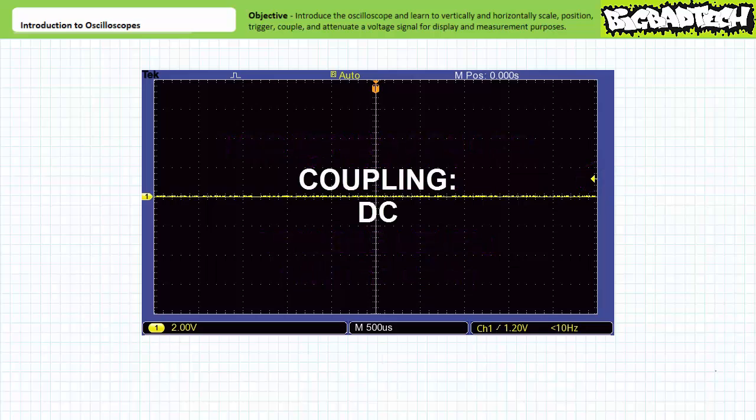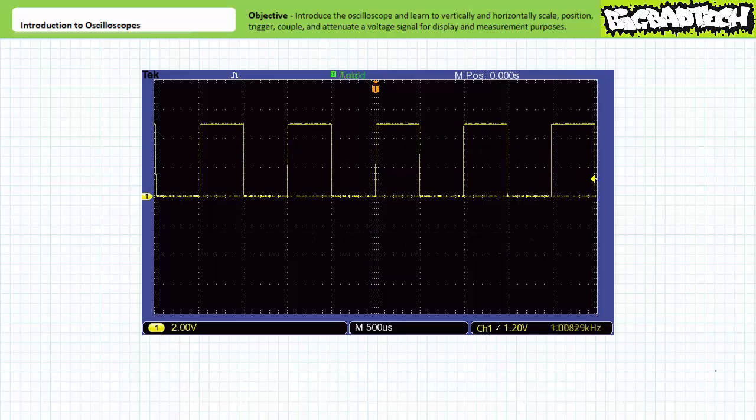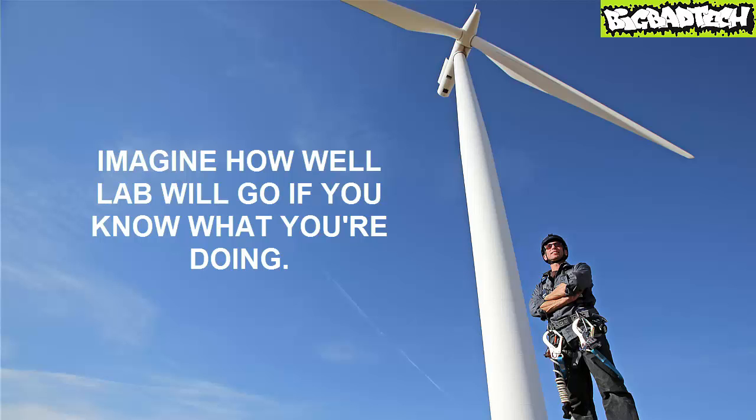I'll use DC coupling. The waveform includes a DC offset, and I want to see this DC offset. The probe is set up with 1x attenuation, and the oscilloscope is expecting 1x attenuated input. When I hook up the channel 1 probe to the test point, I am rewarded with a stunning snapshot of the waveform under inspection. It's not distorted, deformed, or dorked up, and importantly, I didn't waste my time. To quote one of the smartest, funniest, and most handsome dudes on the internet, imagine how well lab will go if you know what you're doing.